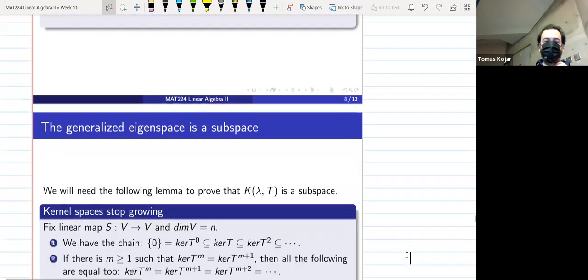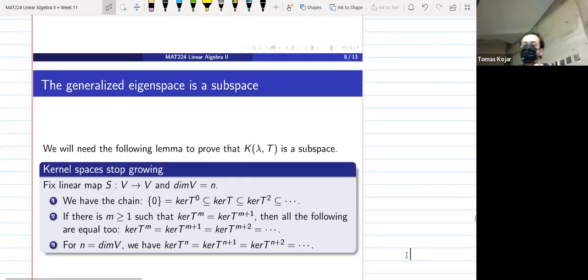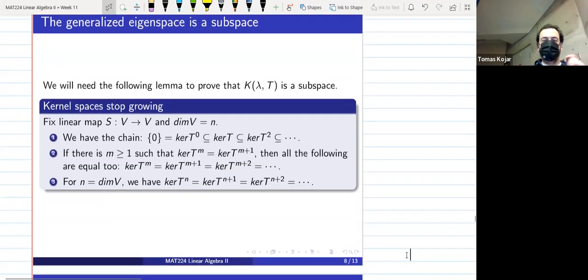Finally, the one we care about, namely that the moment you hit the dimension of the space, they're all equal. Yeah, that will be the argument. We'll do it. Yeah, it will be a contradiction.